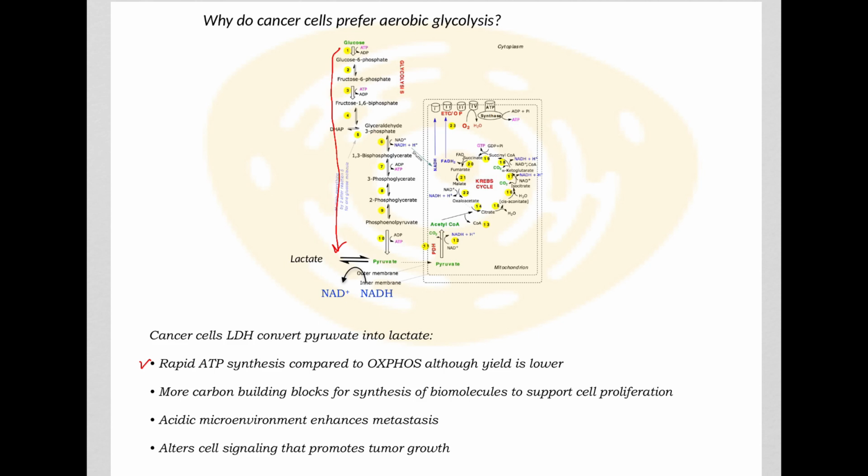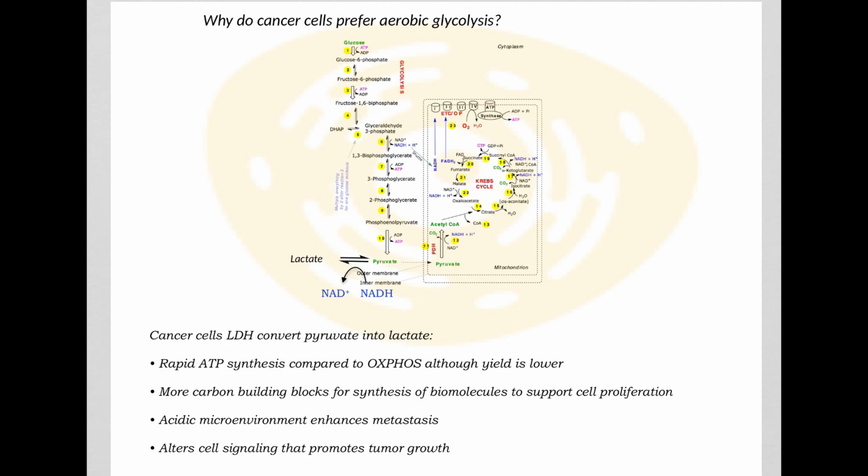It's much faster than sending pyruvate into the mitochondria and then going through PDH and then going through the Krebs cycle and then going through the electron transport chain and then the ATP synthase. So compared to going through the whole system, just going through glycolysis is much more rapid. So although the yield is less, in a given time, because this is much faster, it's possible that the cancer cells may be generating as much energy as going through the whole system simply because it's much faster.